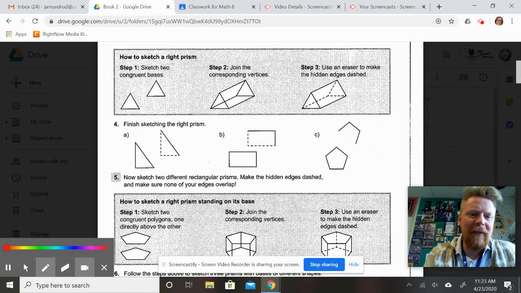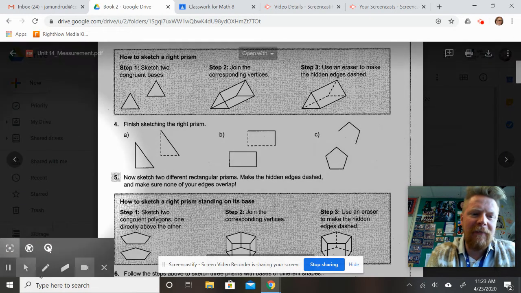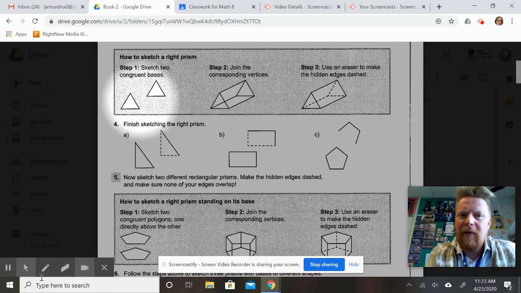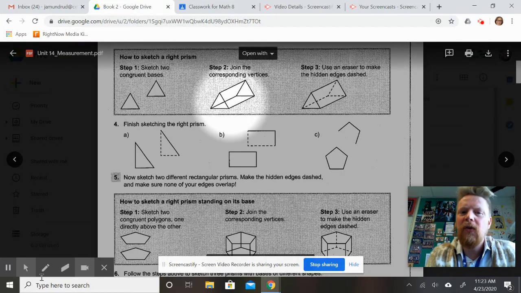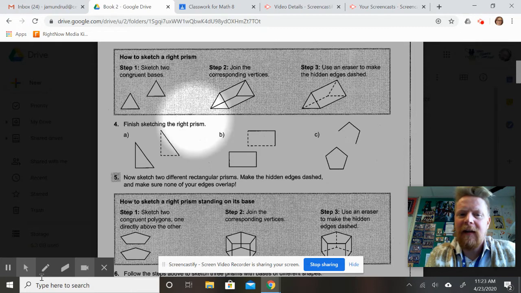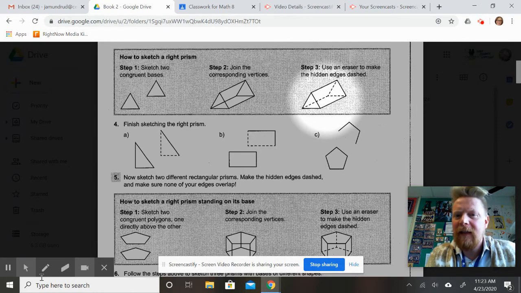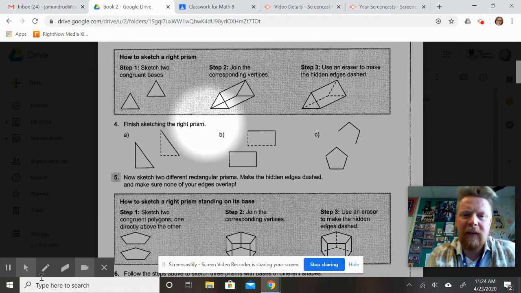How to sketch a right prism. So if we check out right here, how to sketch a right prism. Step 1, sketch 2 congruent bases. So we remember our bases must be identical. And then step 2, we're going to join the corresponding vertices. Corresponding vertices means whatever one would line up with the other one, we're going to join those so that our other sides are parallel. And then we're going to use an eraser to make the hidden edges dashed instead of solid lines.